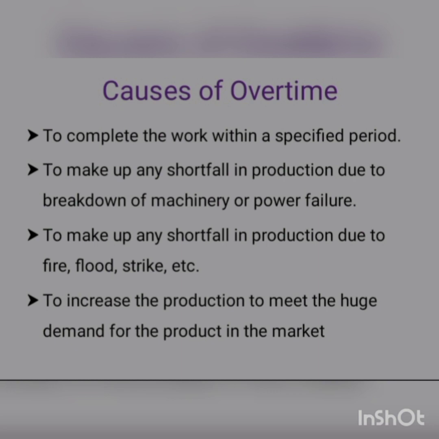Next, I am going to share the causes of overtime. There are many causes for overtime. They are as follows: to complete the work within the specified time, to make up any shortfall in production due to breakdown of machinery or power failure, to make up any shortfall in production due to fire, flood, strike, etc., and to increase production to meet the huge demand for the products in the market. So these are the main causes of overtime.